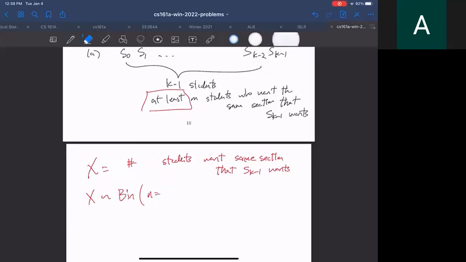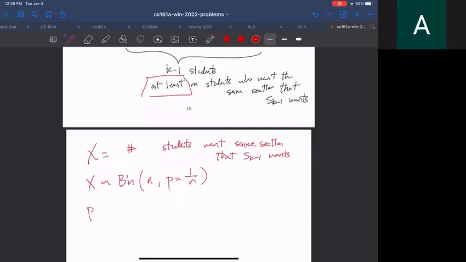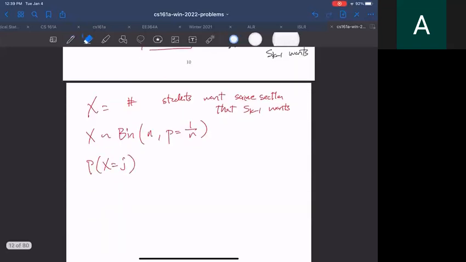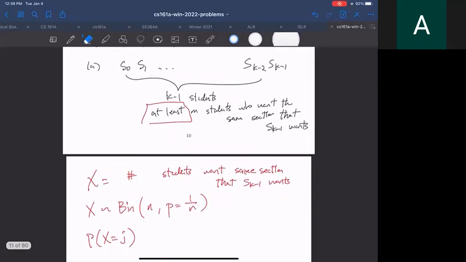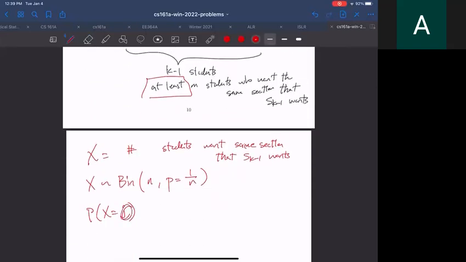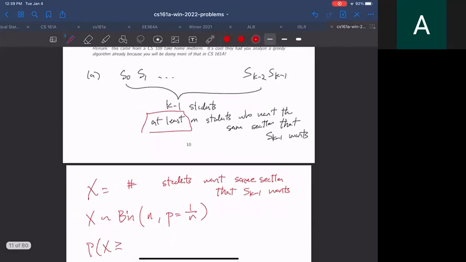So there are K minus 1 students, and the probability of success, the probability that a student ends up in the same section as S_{K-1}, is 1 over R. And we want to calculate the probability that X is equal to J. Or rather, we can simply just solve the problem immediately. We want the probability that X is greater than or equal to M.